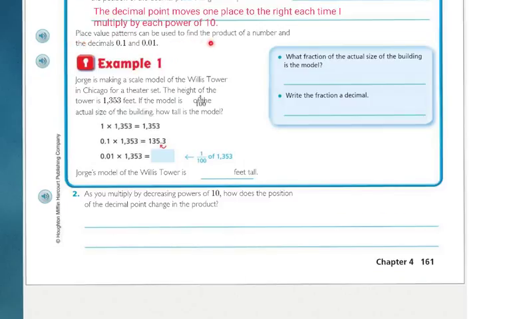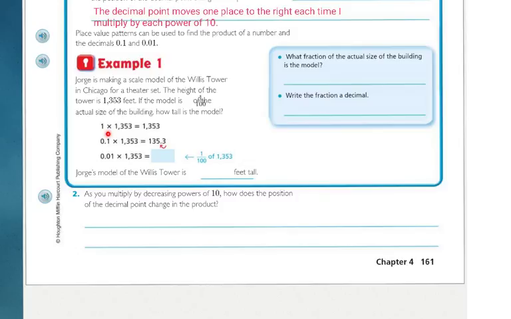Place value patterns can be used to find the product of a number and a decimal from 1/10 to 1/100. So let's look at the example. Jorge is making a scale model of the Willis Tower in Chicago for a theater set. The height of the tower is 1,353 feet. If the model is 1/100th of the actual size of the building, how tall is the model?